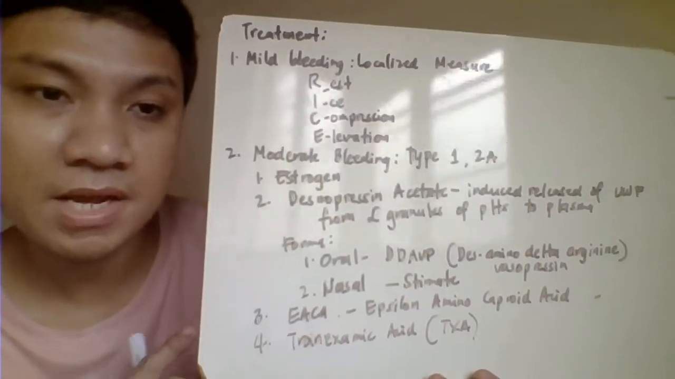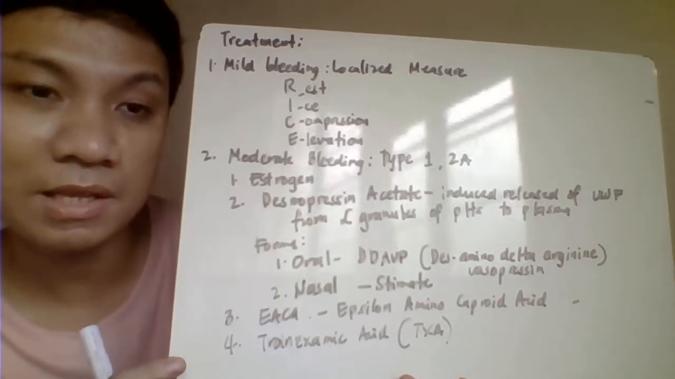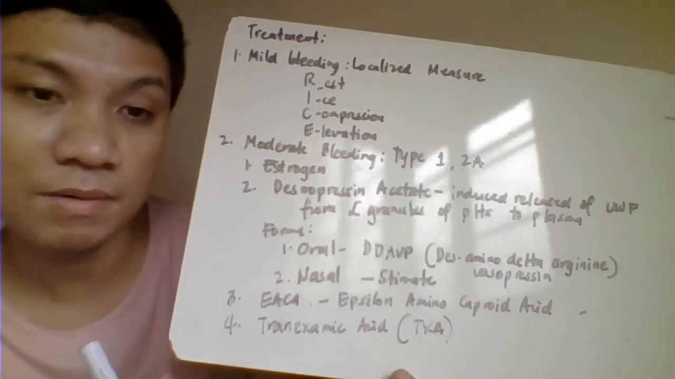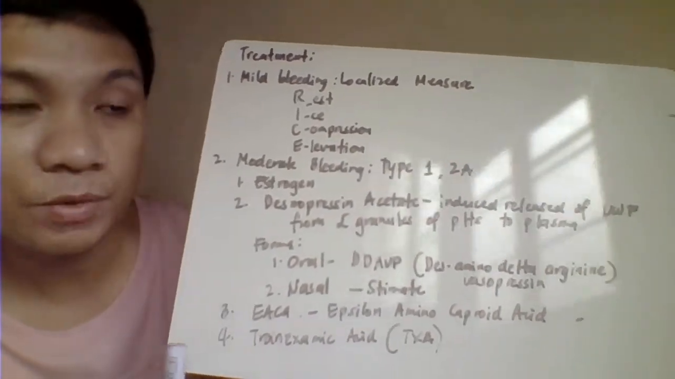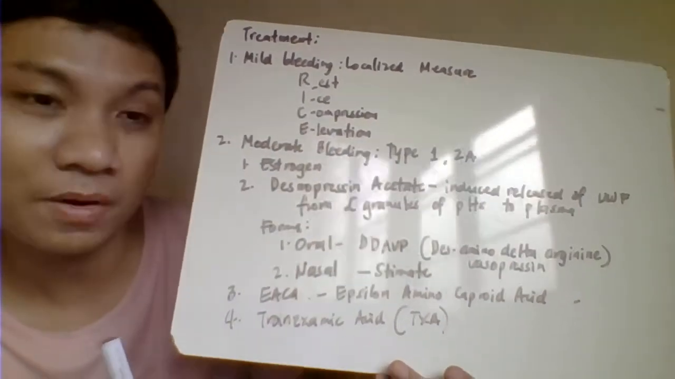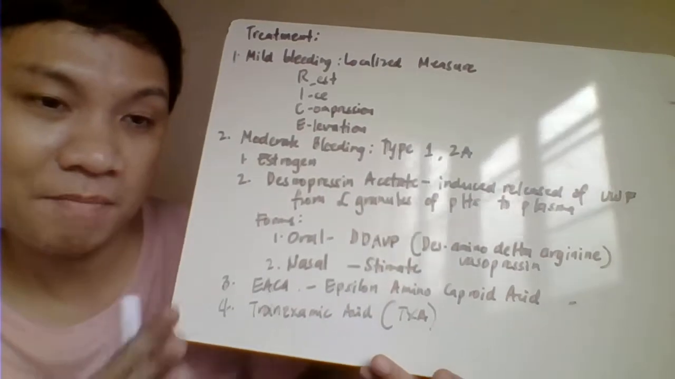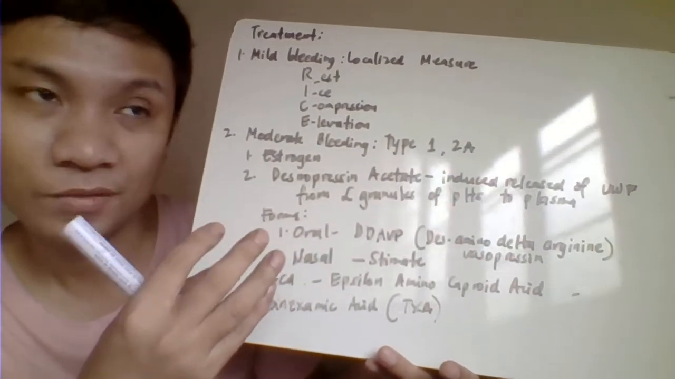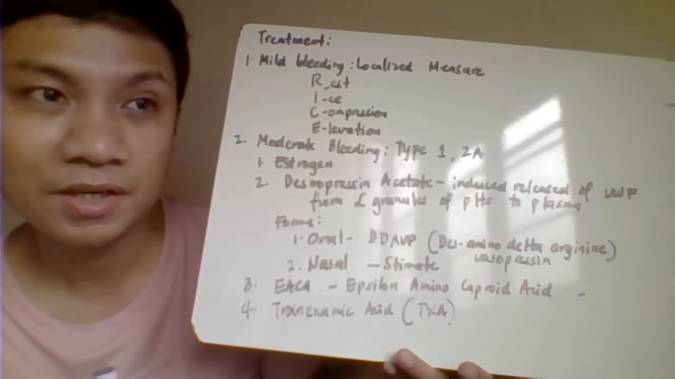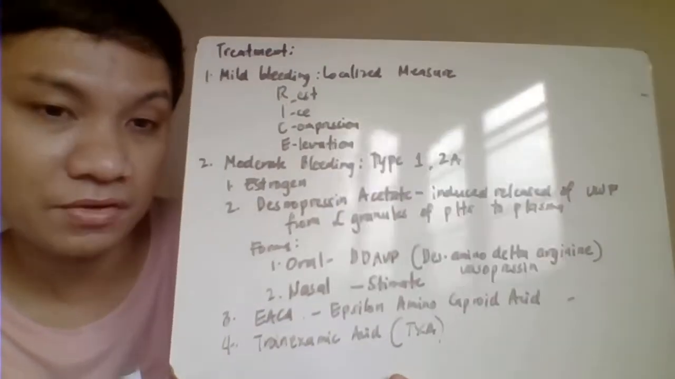Okay, then we have also here the treatment for your von Willebrand disease. So the treatment here is based on the bleeding manifestation. So if the patient would have mild bleeding manifestation, the patient would be treated with RICE. So R stands for rest, then ICE. So pag meron siyang hematoma, okay, so meron siyang trauma or pasa, then you could give ice, compression, or even elevation.